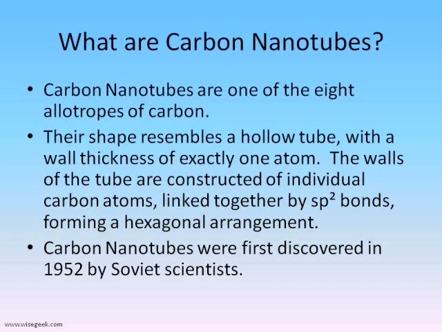Some may be asking, what are carbon nanotubes? Well, carbon nanotubes are one of 8 allotropes of carbon. They were first discovered in 1952 by some Soviet scientists. Their shape resembles a hollow tube with a wall thickness of exactly 1 atom. These walls are constructed of carbon atoms linked together by sp2 bonds. Basically, they're an arrangement of hexagonal shapes connected to one another.